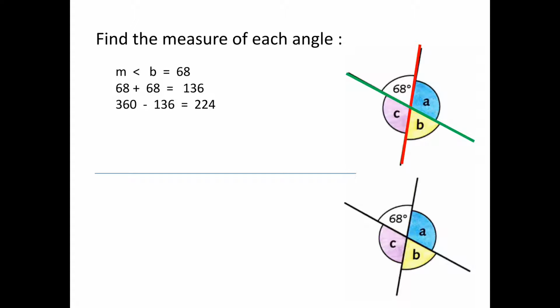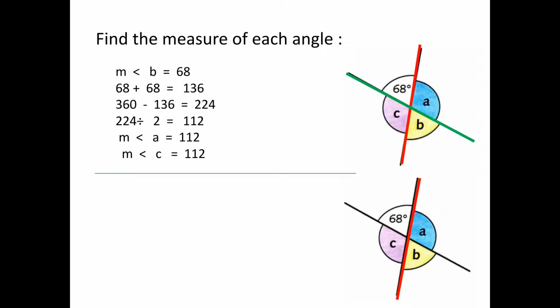How to get each one by itself? Divide this number by 2. It will give you 112. So the measure of angle A is 112. The measure of angle C is also 112. Now we are going to do the other way. It will give you the same answer, and at the end you're going to choose the easier way for you.